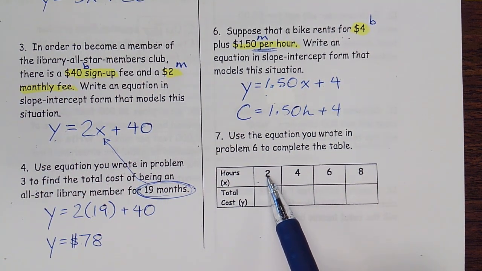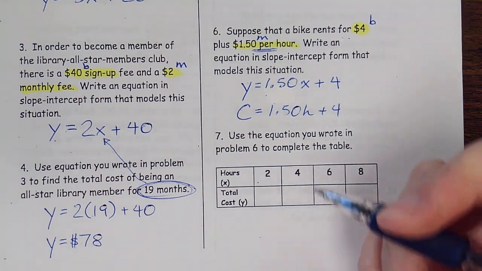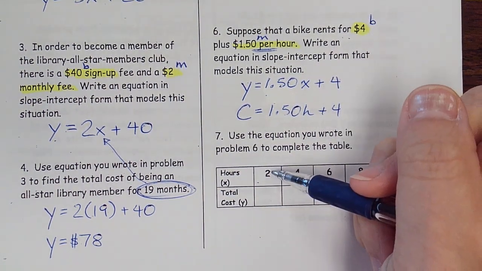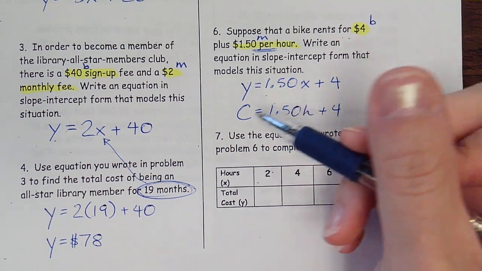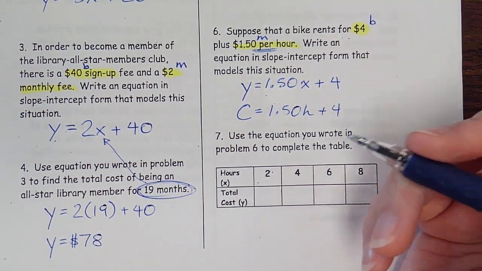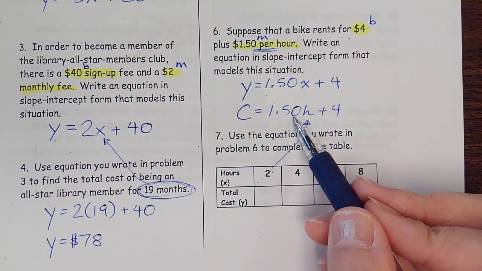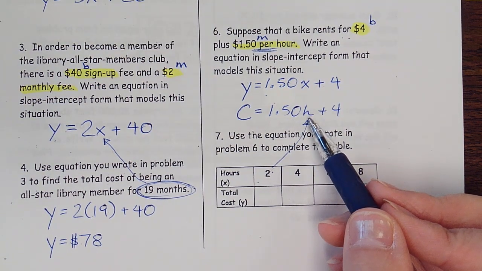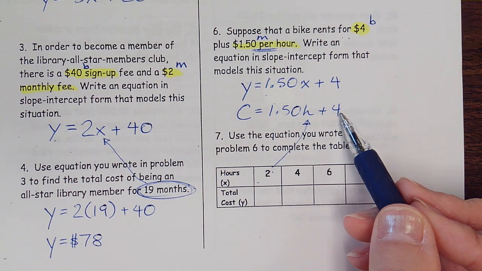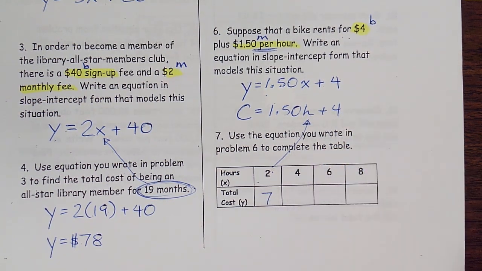So for 2 hours, what am I going to replace the 2 with? For the C or the H? George? H, because it's hours. Yeah, so $1.50 per hour times 2 hours is 3, and then I have to add on my startup costs. So it's 7.